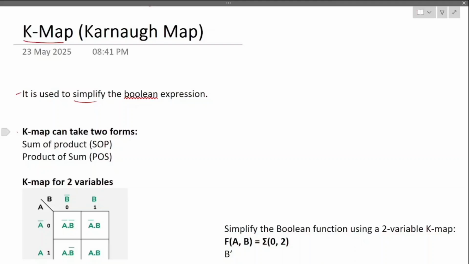Now, we have seen the standard expressions, right? We can express the given thing in either SOP form or POS form. Here also the KMap follows two things, like either you can express in SOP or POS. Okay, now in this video we are going to see especially on SOP.